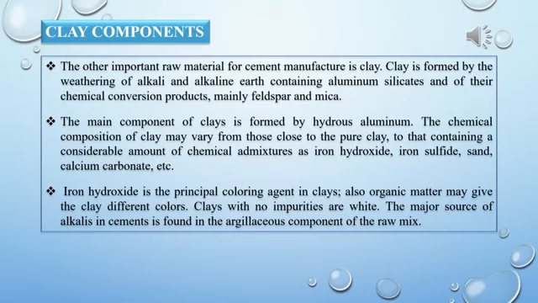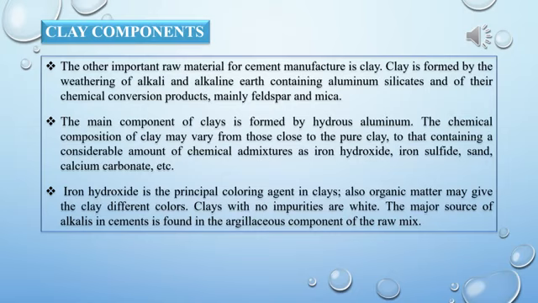So first of all, clay component. The other important raw material for the cement manufacture is clay. It means after the limestone, marl and chalk, the most important component of raw material in the cement production is clay. Clay is formed by the weathering of alkali and alkaline earth containing aluminium silicates and of their chemical conversion products, mainly feldspar and mica.